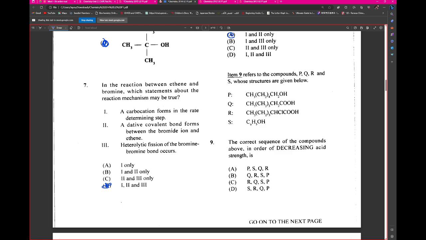Number 9, the correct sequence of compounds above in order of decreasing strength is what? RQSP, right? Am I mistaken here? R would be the strongest, right? Yeah, R should be the strongest, I believe. And that's why the one with R first would be the answer.